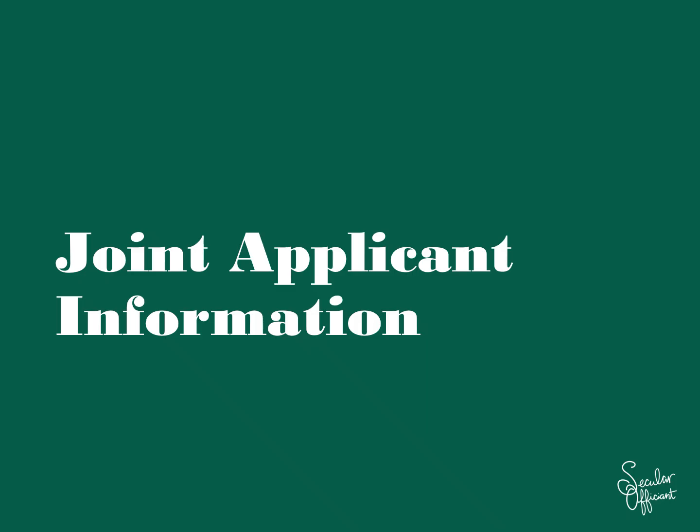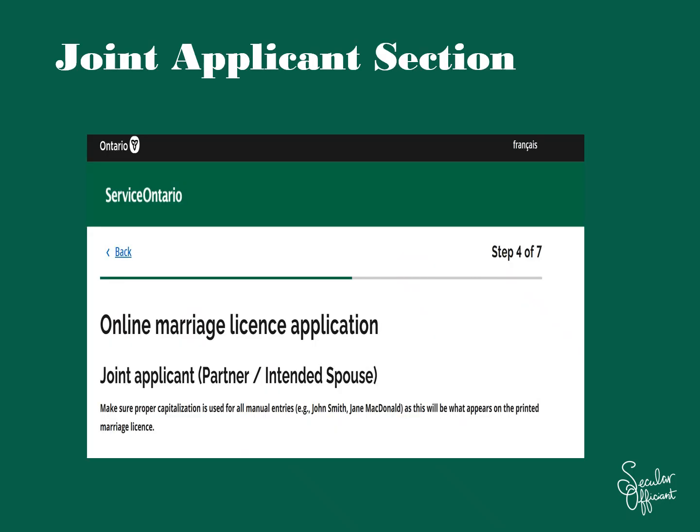Joint Applicant Information. Section 4 of 7 is the Joint Applicant Information. This is where your partner or intended spouse includes their information. It asks the same questions from Section 3.